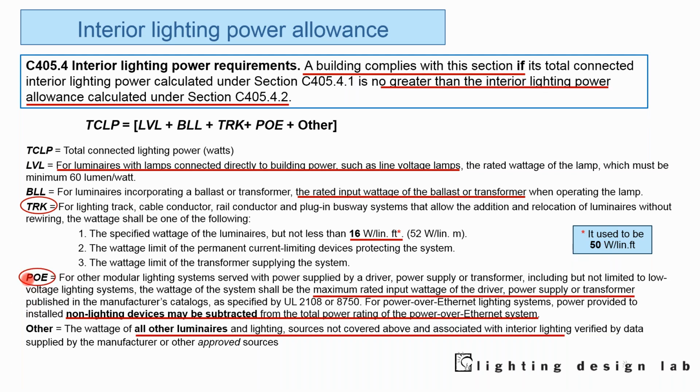And then here we have power over Ethernet. And this gets a little interesting. That would be the maximum rated input wattage of the driver, power supply, and transformer. However, non-lighting devices may be subtracted. So if you have cameras or sensors or other things on your PoE system, you can subtract those from the total lighting power allowance, because again, that's not lighting. And then anything that doesn't fall into these categories would be all other luminaires and lighting sources not covered above and associated with the interior lighting.